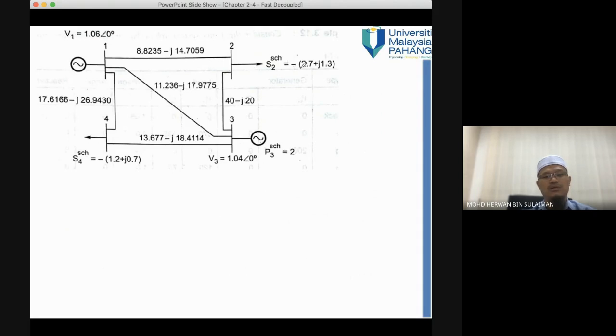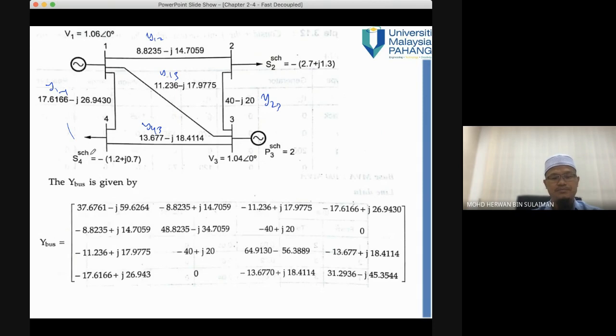So this one dah bagi 100. This one also dah bagi 100. So you dapat this value. This one is Y. Kan? Y12, ni Y14, ni Y13, ni Y23, this one Y43. From here you construct your Y bus.